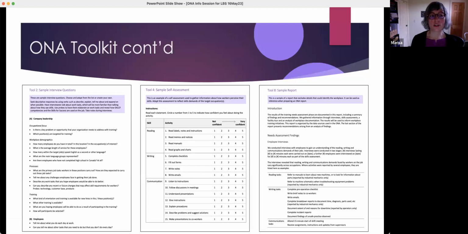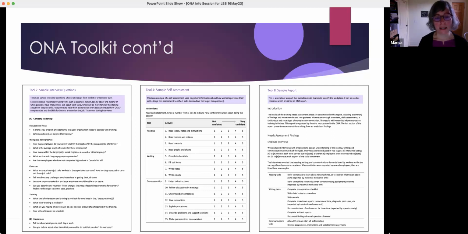These sample interview questions serve as a starting point. They are not meant to be used as a script, like, I'm going to ask all these questions exactly this way, exactly in this order, because of course, the questions that you ask to gather the information that you need for an organizational needs assessment has to do with who it is that you're conducting the ONA with. So the tools in the toolkit take that reality into account.